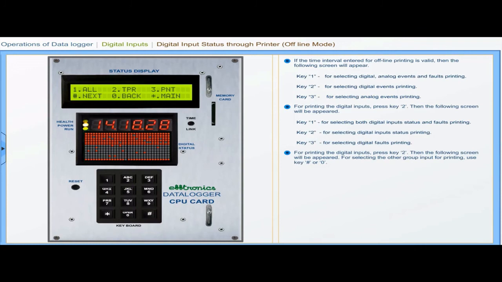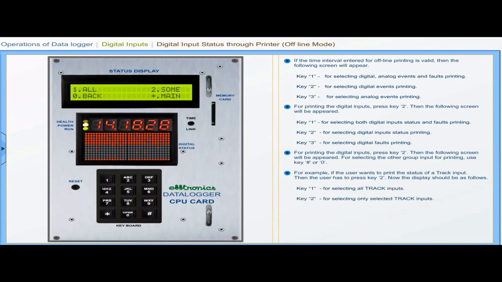For selecting the other group input for printing, use key hash or 0. For example, if the user wants to print the status of a track input, then the user has to press key 2. Now the display should be as follows. Key 1 for selecting all track inputs. Key 2 for selecting only selected track inputs.